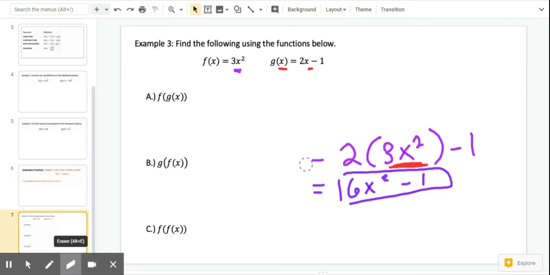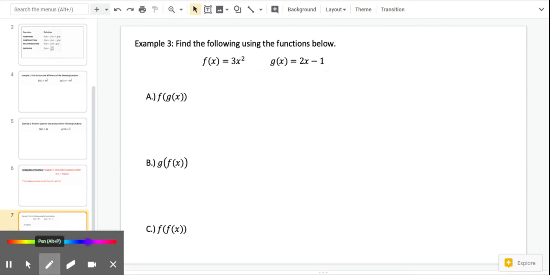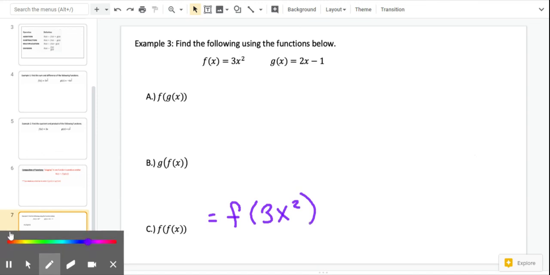So for the next one, we're finding f of f of x, which is a little weird because it's both f's, but that is something we can do. So let's find that. So f of f of x is going to be f of 3x squared, because that's what f of x is. So now what we need to do is take this x right here and this x right here and replace it with 3x squared.